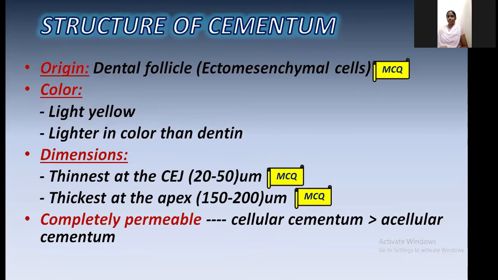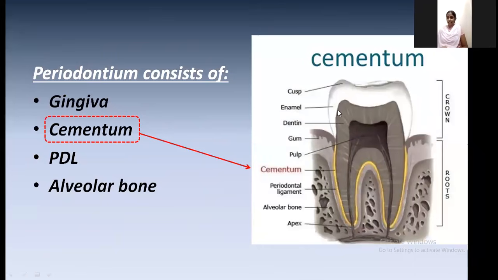Structure of cementum. It originates from the ectomesenchymal cells of the dental follicle. MCQ to note, the color of cementum is light yellow and it is lighter in color than the dentin. It is thinnest at the cemento-enamel junction, only 20 to 50 micrometers, and it is thickest at the apex, 150 to 200 micrometers in thickness.